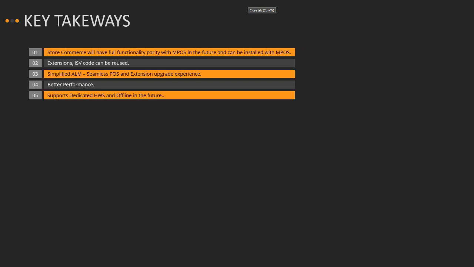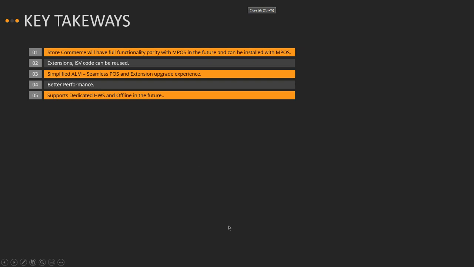And extensions, if you write them following the best practice, are always backward compatible. So you don't have to touch your extension code. You can simply take the latest hotfix or application enhancement and then just apply it to both Store Commerce as well as the cloud point of sale. And the updating experience is much more simplified with the new app from the Microsoft Store.